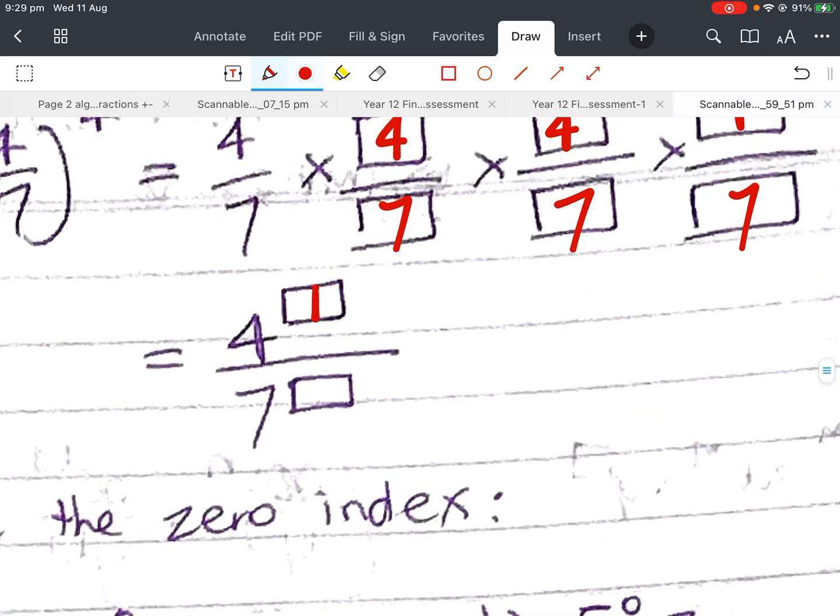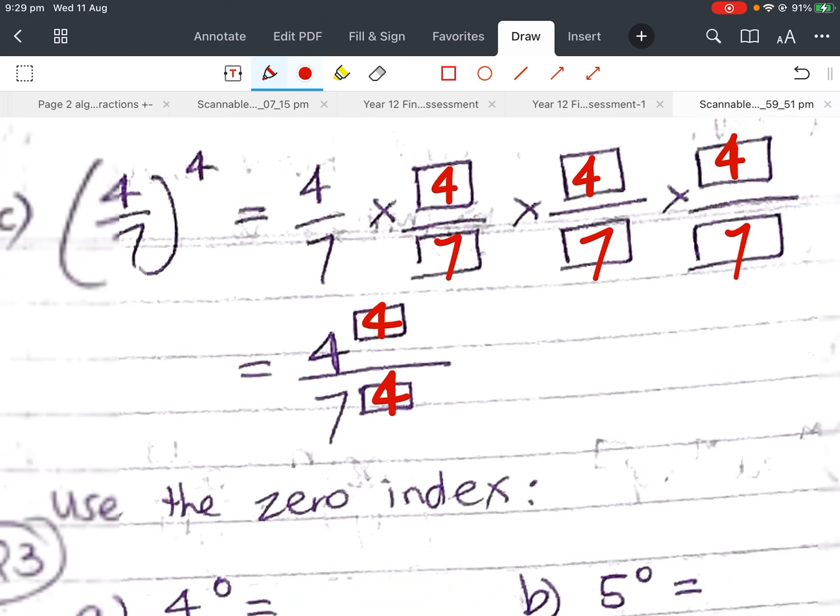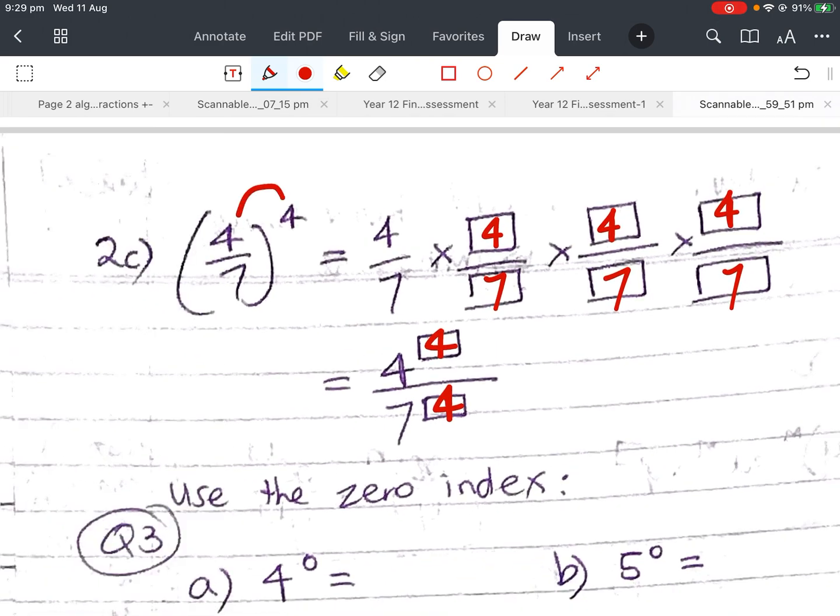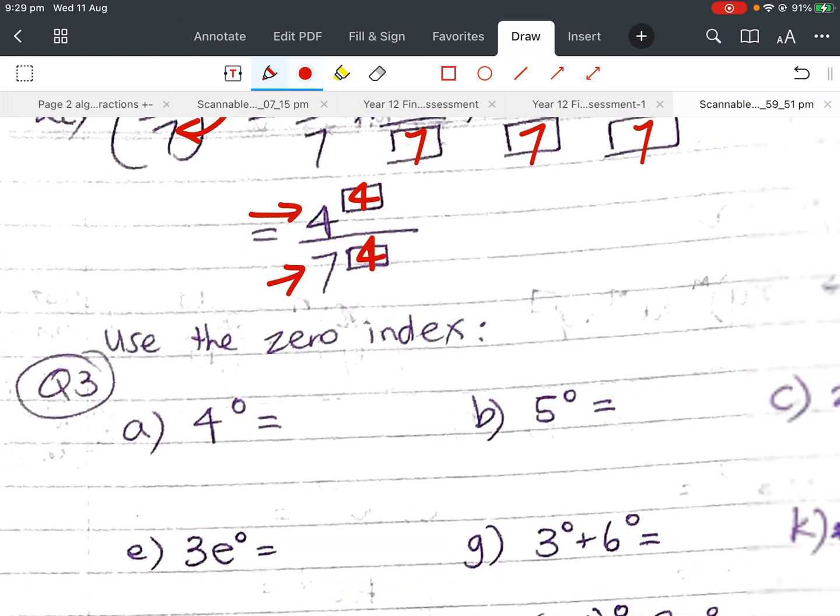Hopefully you said there's 4, miss. So we put 4 there. And how many 4's on the bottom? 7's, I mean. There are 4. So all we're doing, if you remember, we are distributing this 4 to not only the 4 on the top, but also the 7 on the bottom.